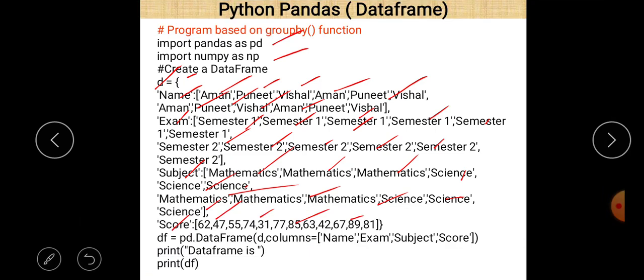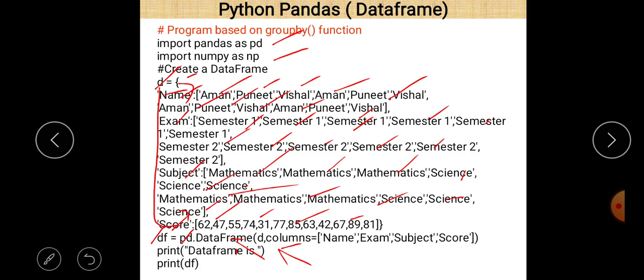Then this is only a dictionary here. To convert this dictionary into a data frame, we just write df. df is the name of the data frame here. pd is the name of the library, it refers to pandas, and then dot DataFrame. DataFrame is the name of the method here. Then d, d is a dictionary. It means that the dictionary is converted into a data frame.